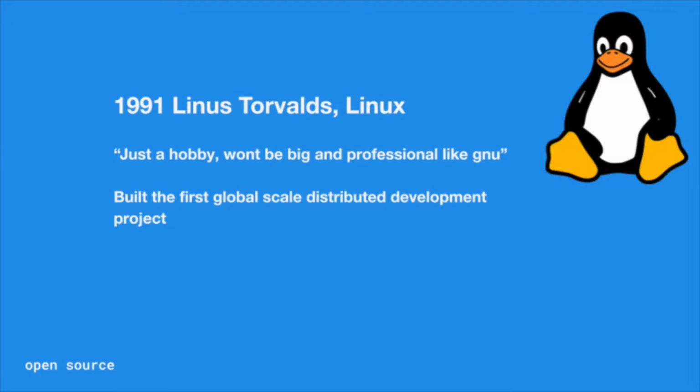In 1991, we got the first really interesting open source project in Linux. Linux was the first project that was huge scale, globally distributed, and really stretched the limits of how collaboration was working at the time. And we'll see later it drove a lot of innovation just because of its scale and the nature of the work.